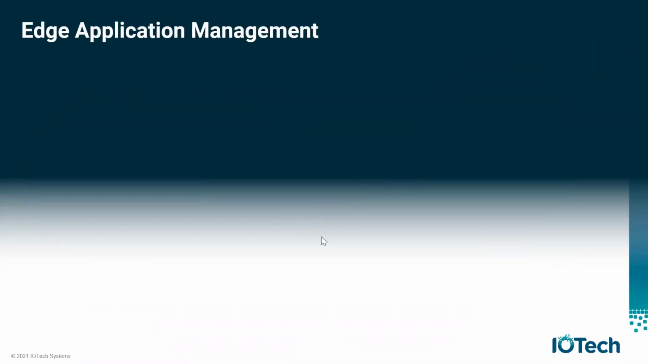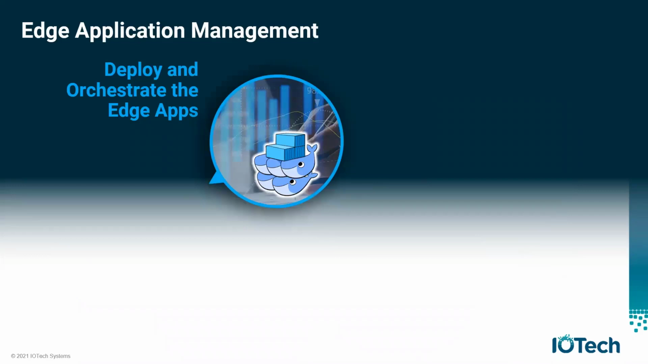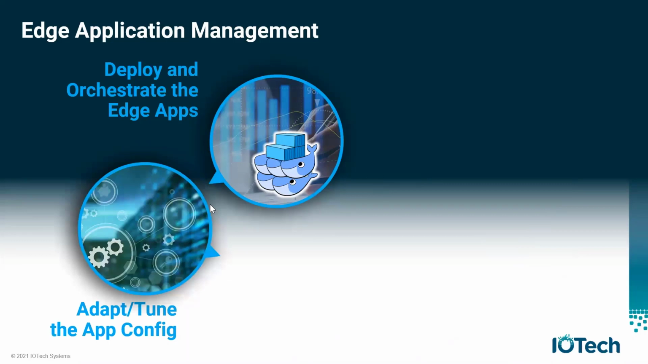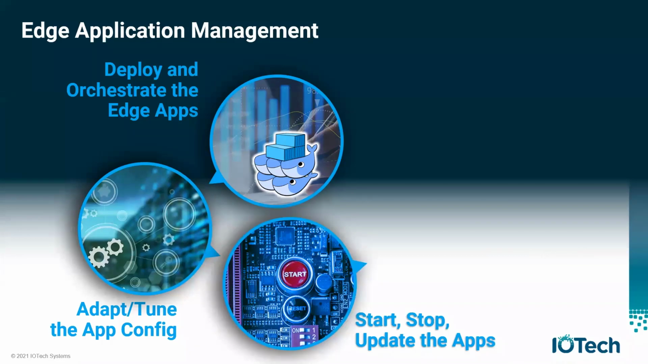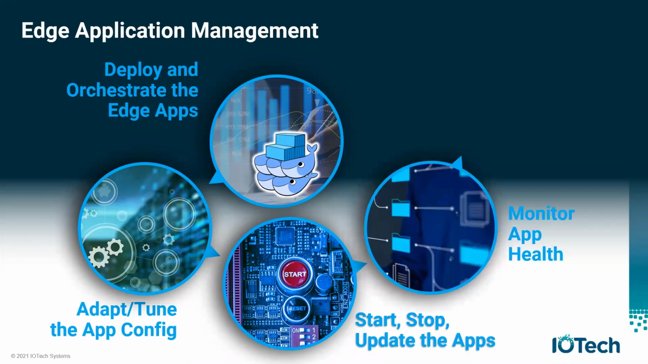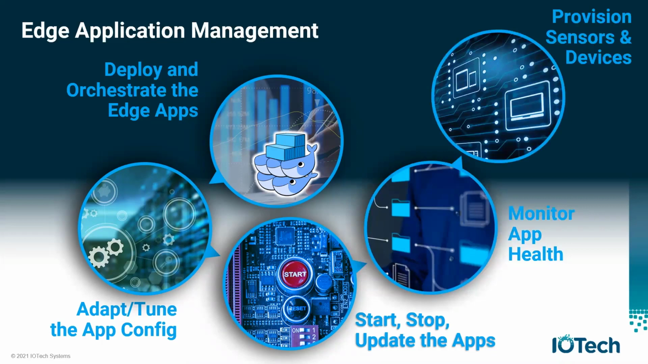On the application management side, deploying and orchestrating the edge apps, and certainly containerization, Docker and Kubernetes and things help there. But adapting and tuning configs to different deployments is a factor. The need to start and stop and update the apps, as they can have independent life cycles, the applications themselves, monitoring their health, and then sometimes provisioning the sensors and devices that are part of those application deployments. There's a lot to bite off, if you like.